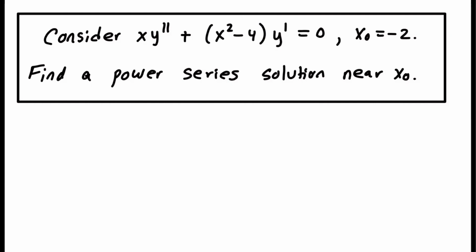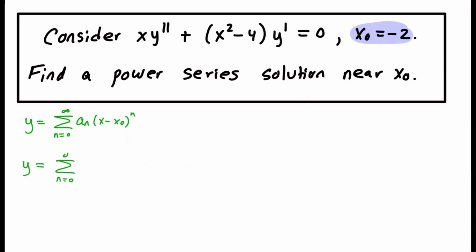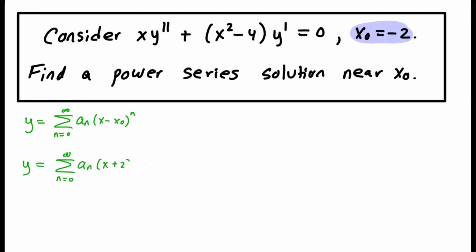Since we're seeking a power series solution, we know our solution form. It's going to be y equals the sum starting from 0 to infinity of a sub n (x minus x0) to the nth power. Here, our x0 is going to be -2, so that's where I'm going to substitute. Our solution form then becomes the sum from n equals 0 to infinity of a sub n (x minus -2), so that'll be (x + 2) to the power of n. So we're looking for the coefficients of this particular power series.